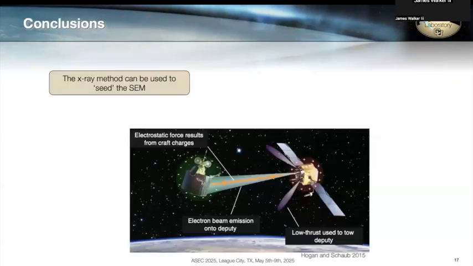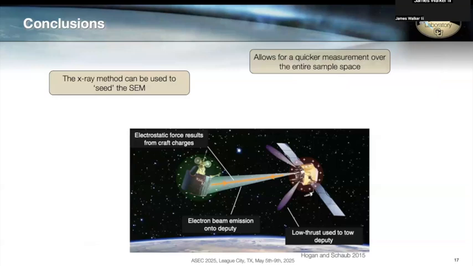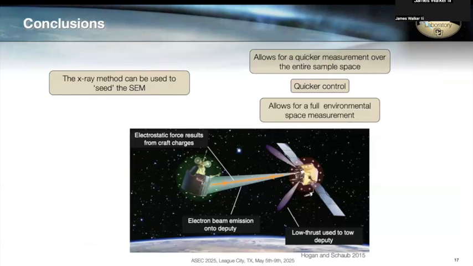So we found that in this project, we were able to seed the secondary electron method with the X-ray method, and that resulted in quicker measurements over the entire sample space, which means that we get the quicker control of the dynamic voltage sweep while also getting measurements across the entire experimental space that we had with the constant voltage sweep, meaning we would be much more suited for a dynamic environment, effectively combining both of the positive aspects of the previous active charge control techniques.